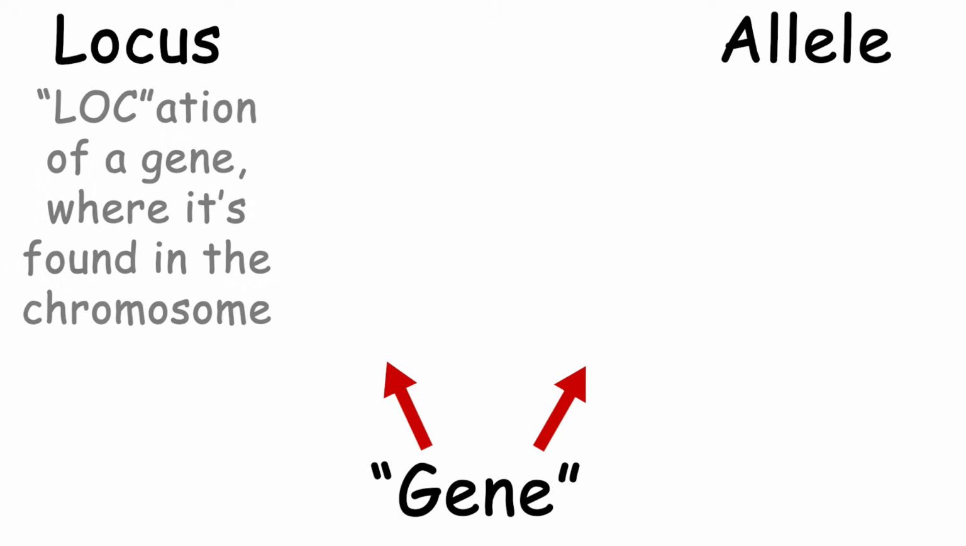The locus is the location of a gene. Plural is loci. This is the physical part of the chromosome where a gene is located.